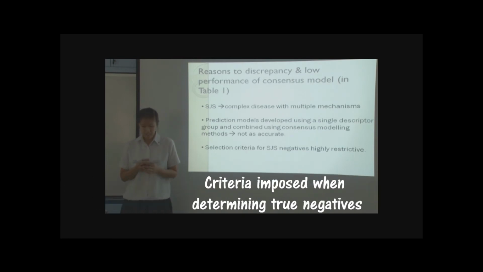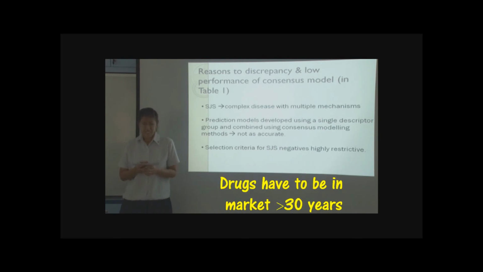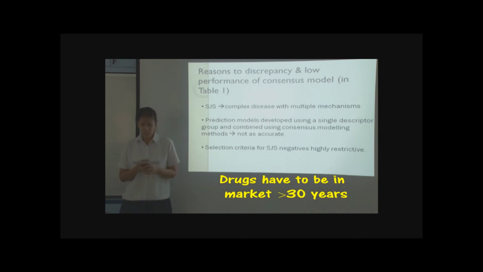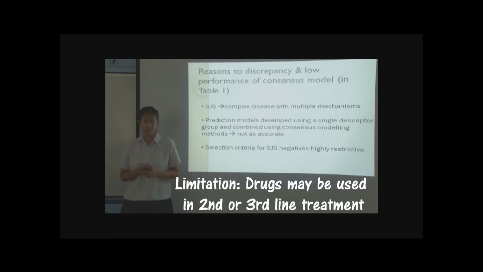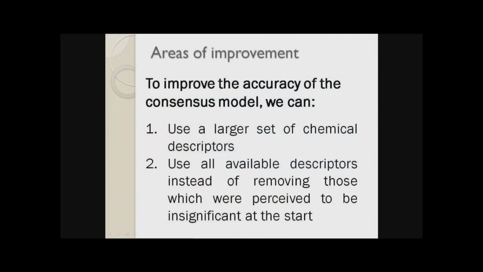Third, we set very stringent criteria for SJS negative drugs in our study. Drugs have to be in the market for more than 30 years and must be used to treat common diseases. This restricts many drugs that fulfill the former criteria but are not used commonly as they are used as second or third line treatment. Next, we will move on to the areas of improvement.